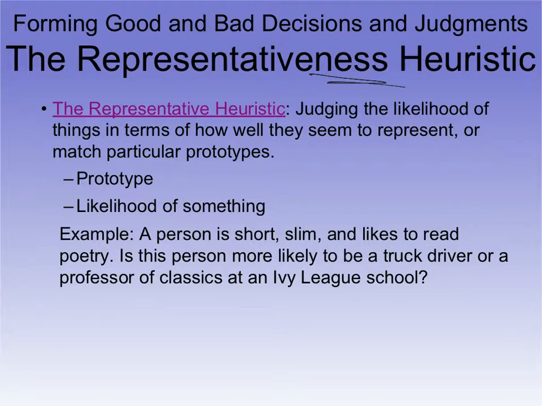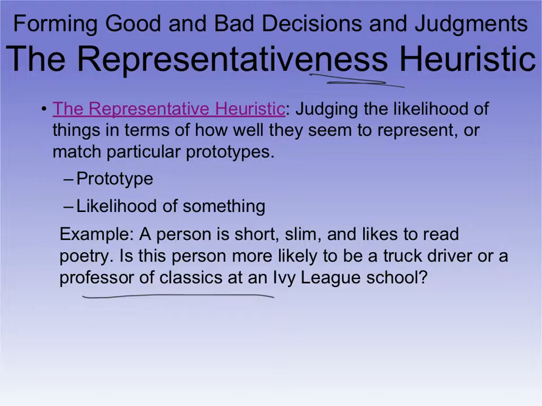It's judging the likelihood of things in terms of how well they seem to represent a particular prototype. So, for example, a person is short, slim, and likes to read poetry. Is this person most likely to be a truck driver or a professor of classics at an Ivy League school? That person might represent our stereotype or image of a professor of classics, but statistically, there are thousands more truck drivers in America than there are professors of classics. So more likely, if we're describing a random American, there's a higher chance that person is a truck driver.